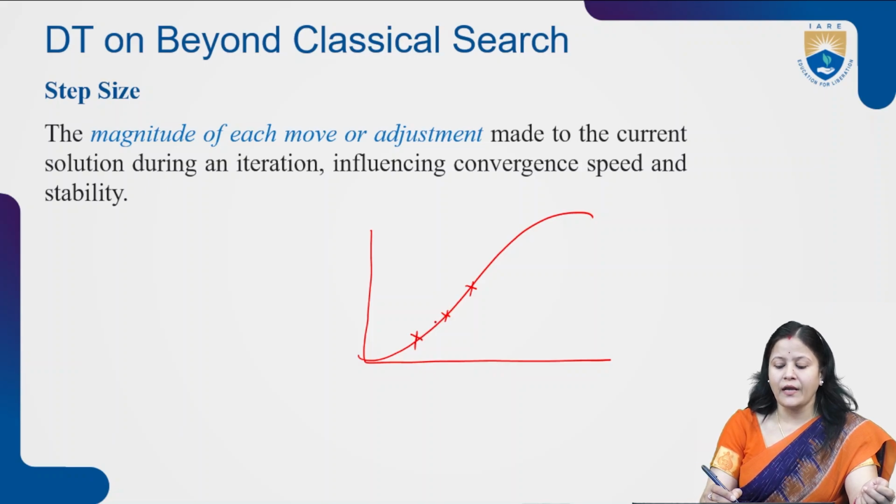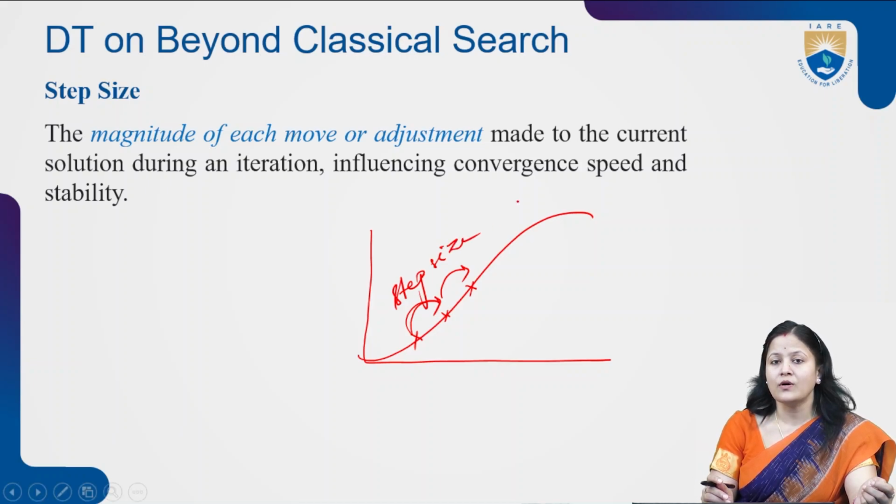So each movement from one location to another location, how much movement is done, that is called the step size. Okay, the step size is very important in case of local search. The step may be very low or the step may be very large. If it is very small, then it will smoothly cover the space and find the optimal solution. If the step size is too large, sometimes it may miss the optimal local minima also.